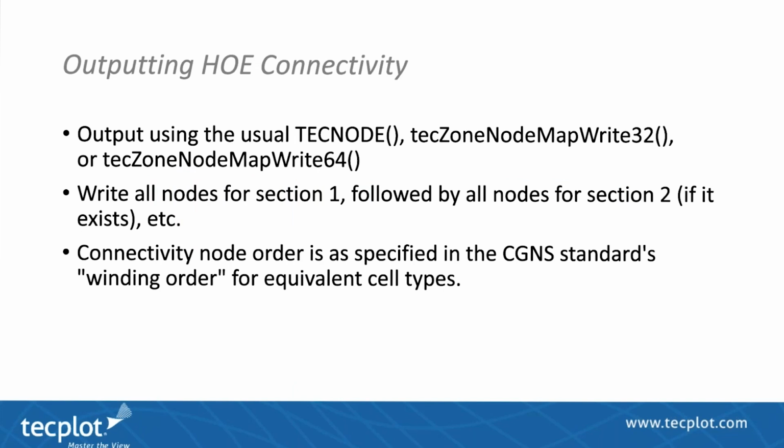And when you output, both HOE or any FEMixed, you output one section at a time, and you have to write all of the nodes, the node map for section 1, followed by all the nodes for section 2, and so on, for however many sections you have, and using CGNS winding order for the node ordering.